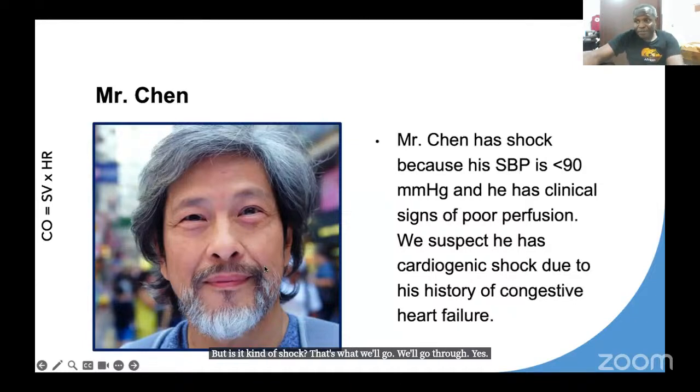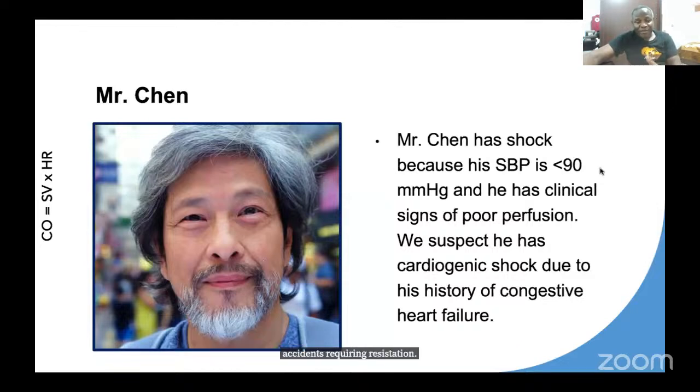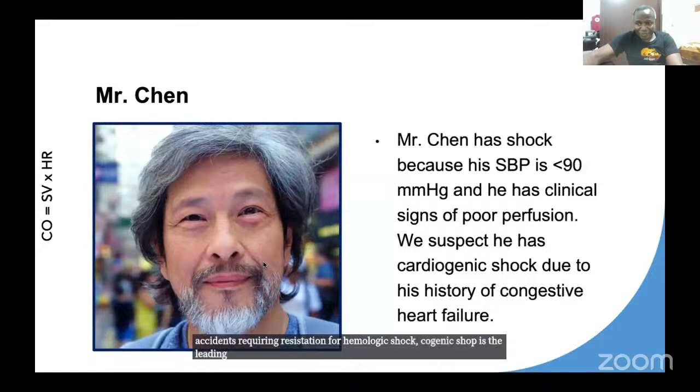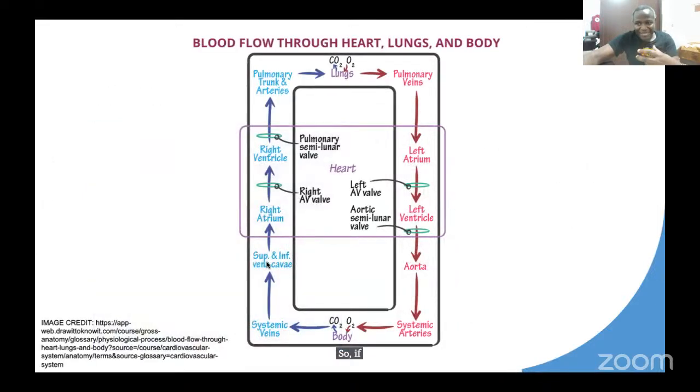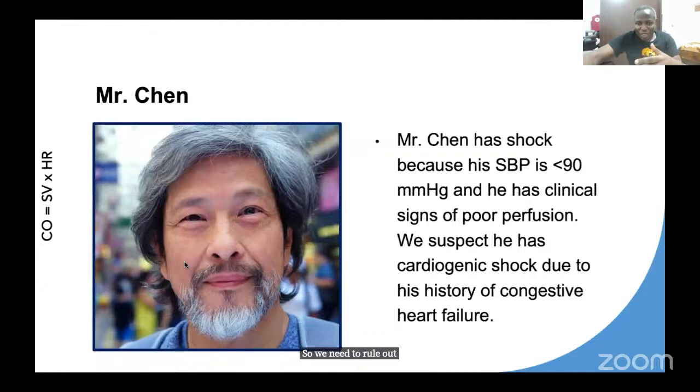Yes, it's a shock, with a systolic blood pressure below 90 and signs of poor perfusion, indicative of critical circulatory dysfunction. Given his history of congestive heart failure and recent motor vehicle accident requiring resuscitation for hemorrhagic shock, cardiogenic shock is the leading suspicion. So if we systematically evaluate the types of shock to consider, we are still on the previous slide, please. We need to rule out other causes of shock.